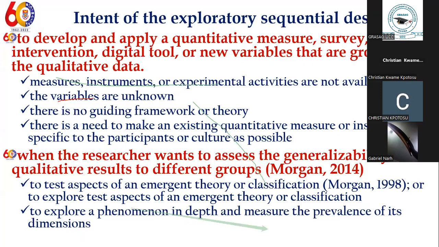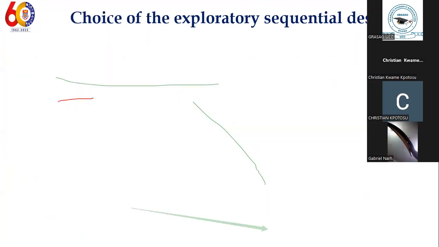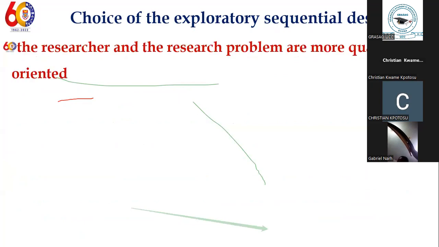Now, what choices do we have for conducting exploratory sequential design? One, if the researcher and the research program are more qualitatively oriented. There are people who are so much rooted in qualitative work that they want to do more qualitative work, but they have a large sample that they also have to attend to. So they do everything right to collect this qualitative data. And sometimes they outsource these qualitative results to people that are into the quantitative aspect, and these people design the instrument so that they can now distribute it over a large sample.